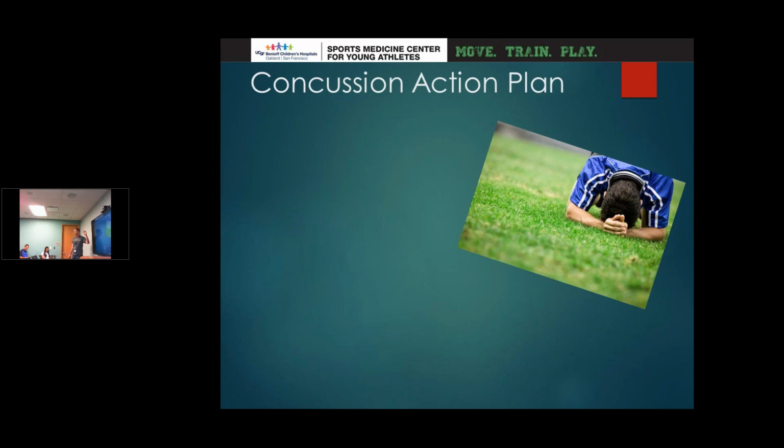So let's talk a little bit about concussion action plans. When you suspect that a concussion has occurred, as non-medical professionals, what can you do on the sideline to ensure that this athlete is going to be managed properly? Because the management, the treatment, starts the second the injury occurs.